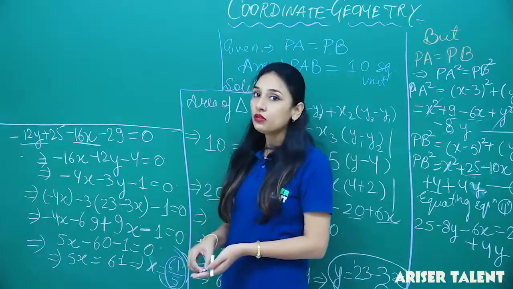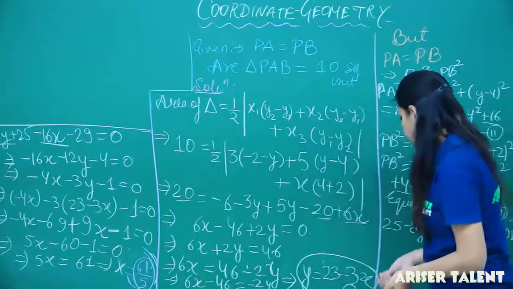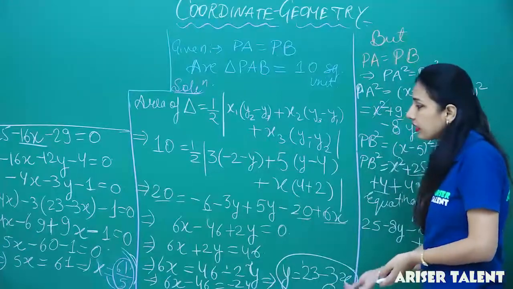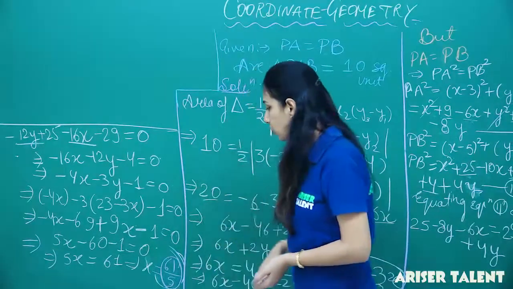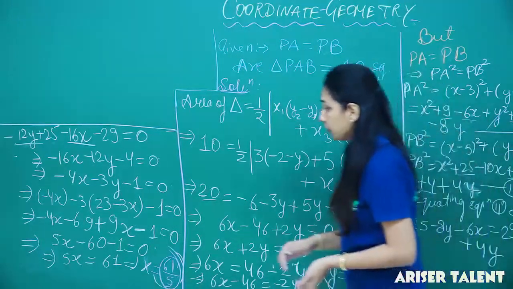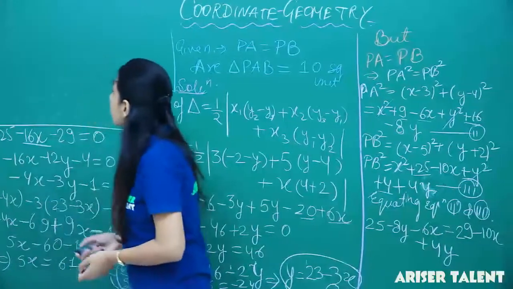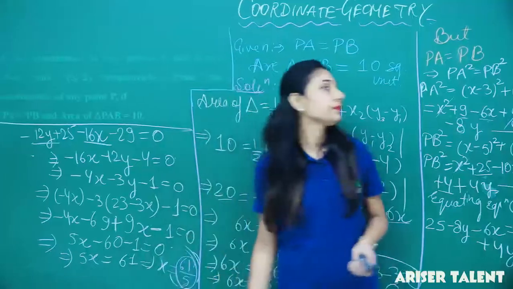Similarly, you can put the value in this equation, y equals to 23 minus 3x, and find out the value of y also. So note this. So I can rub. Here's a question, right?